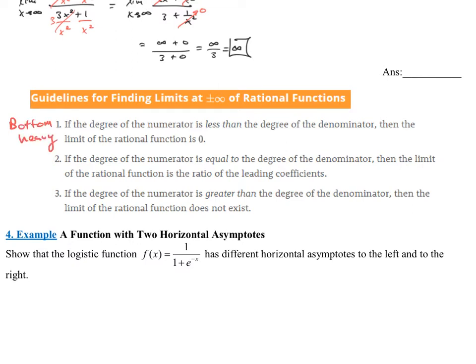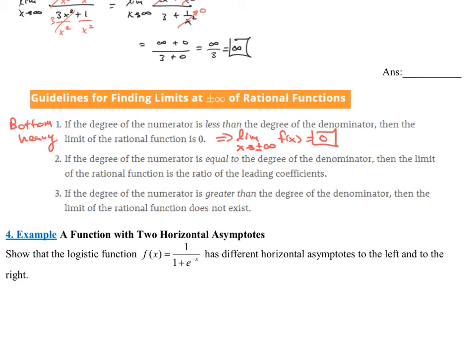Anytime your function is bottom heavy, that implies the limit as x approaches plus or minus infinity of your function is always going to equal 0. So you don't have to show all the work. You can simply write bottom heavy. You know the answer is 0.